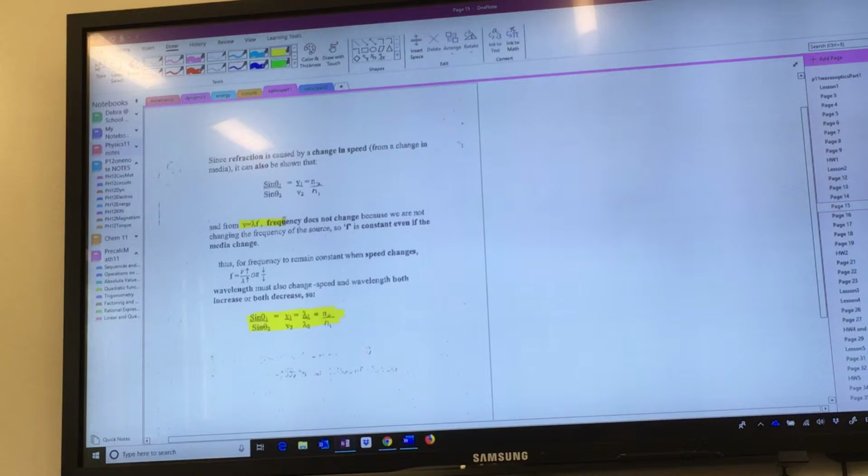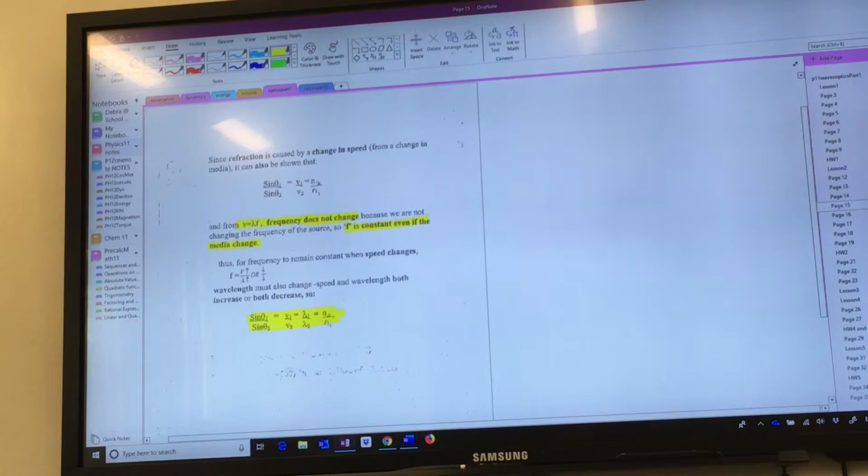Whenever you're dealing with this formula, when a substance changes, if I shine a light from air into water, remember the speed of my voice is fixed by air, but as soon as I change it into another substance, the speed changes. So the light speed will change in water, but the frequency won't change. If I change the substance, the speed changes, but not the frequency. Frequency is constant even if I change the media.